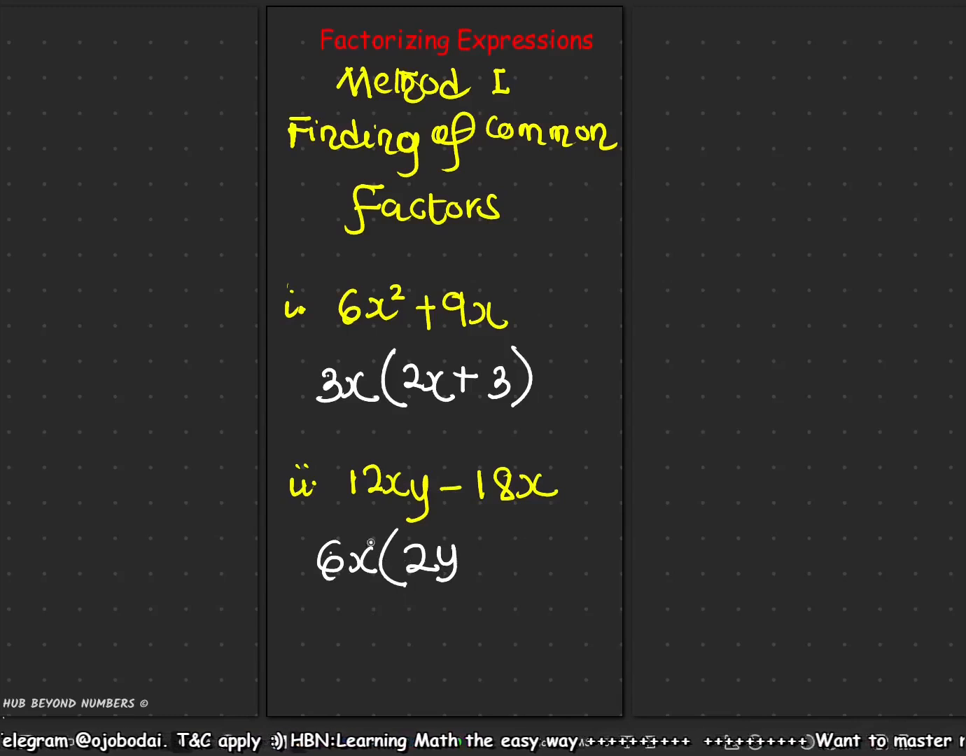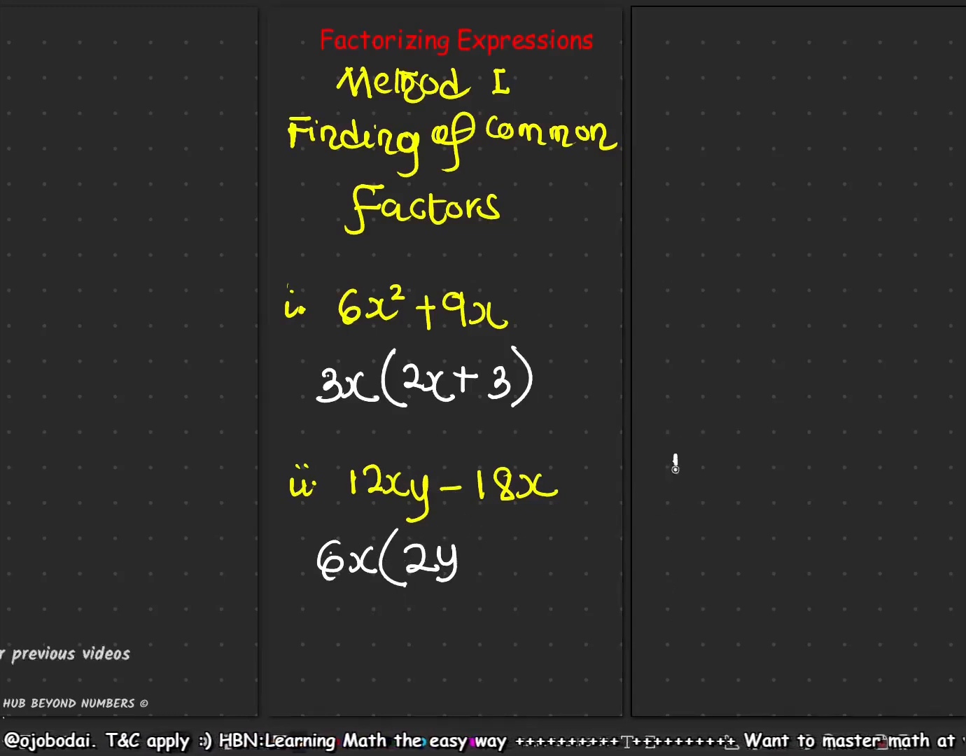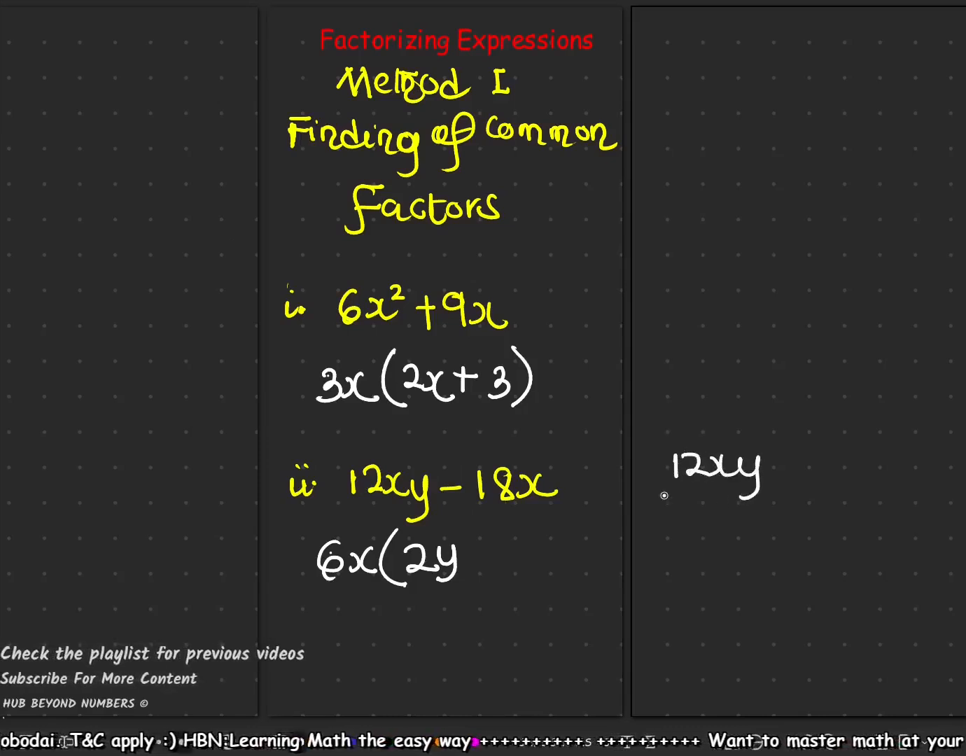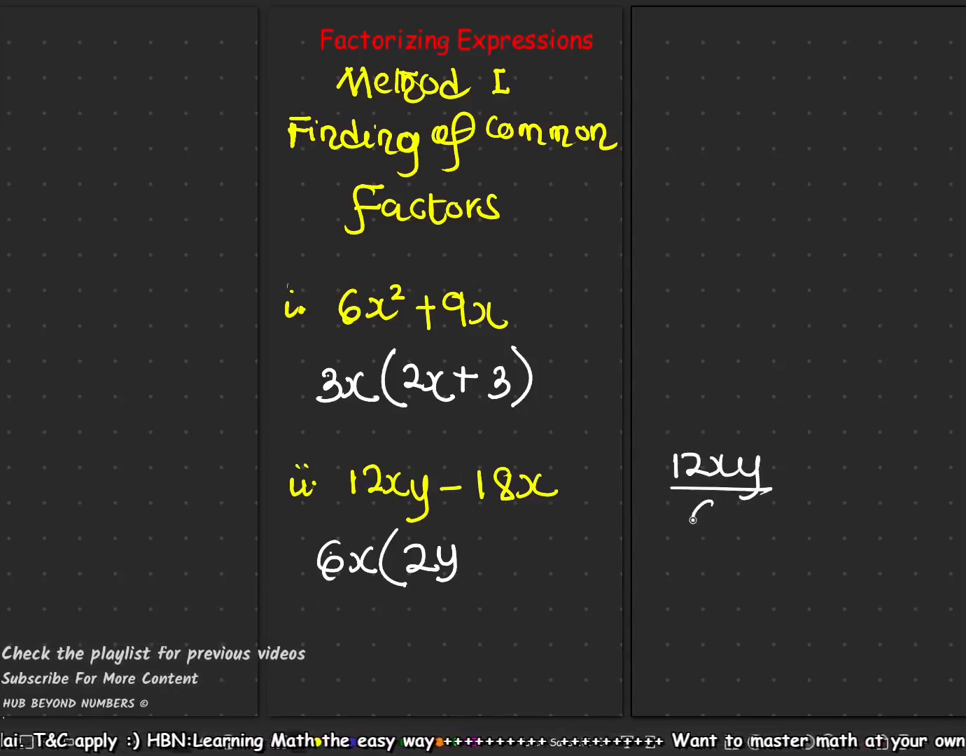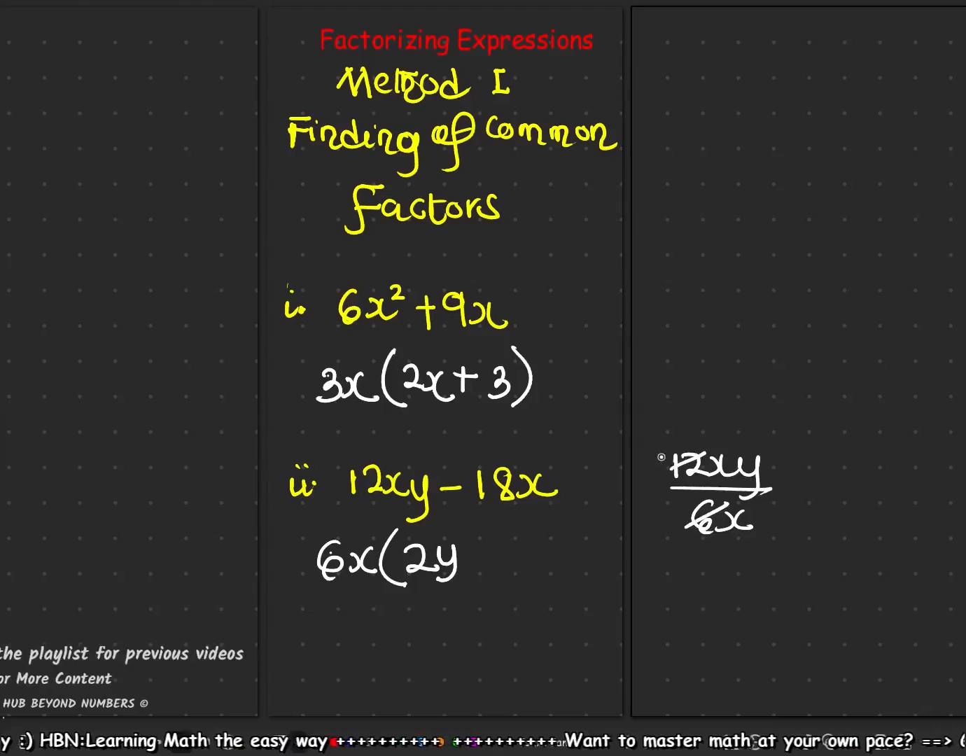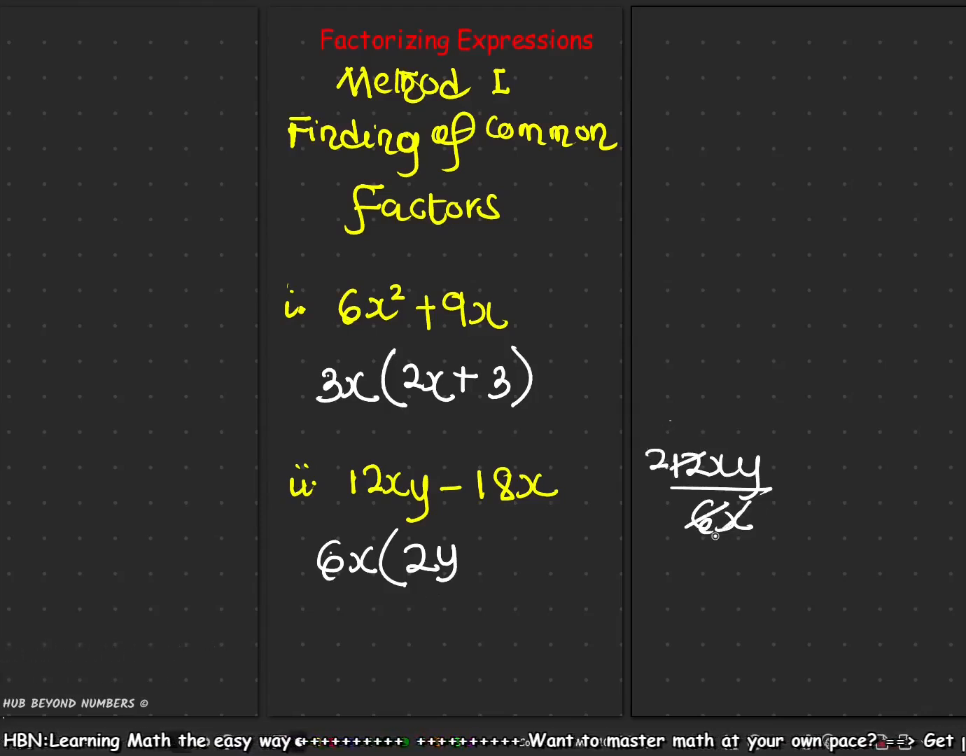If you cannot just look at it and say directly, then you can choose to take the 12xy and then divide it by the factor or the term that is outside. So dividing, we know 6 divides 12 to give us 2, and x divides x. We are left with y. So we have 2y. That is what we are writing over here.